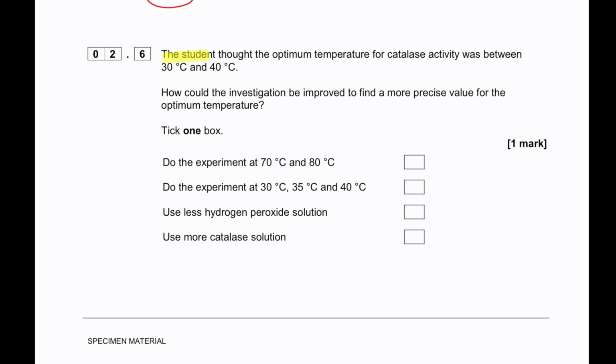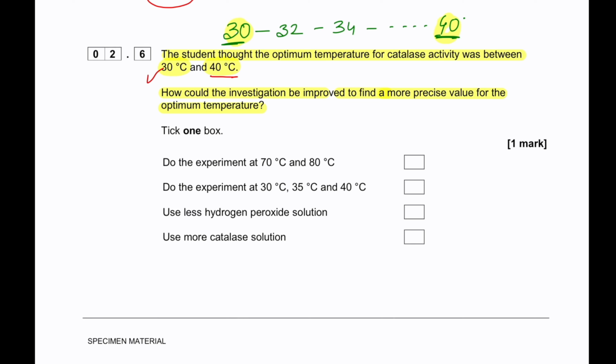The student thought the optimum temperature for catalase activity was between 30 degrees Celsius and 40 degrees Celsius. How could the investigation be improved to find a more precise value for the optimum temperature? When a student finds out that the highest rate of reaction occurred at 30, but then the rate of reaction decreased at a higher temperature like 40, then the student can repeat the experiment in between the temperature of 30, then 32, 34. In that way, it can go up until 40 degrees Celsius. Repeating the 30 degrees Celsius and 40 degrees Celsius is not important because this experiment was already done.